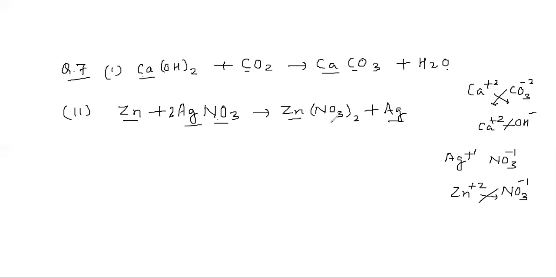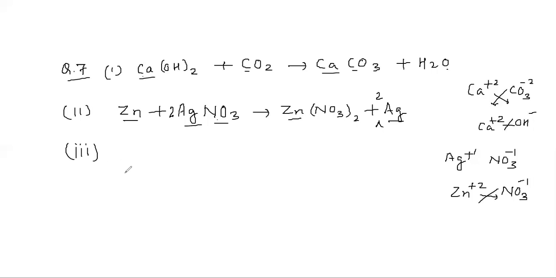So now N is balanced, O is balanced except Ag. So here before Ag we can put 2, then the equation will be balanced. Let's go to the next question, third part.